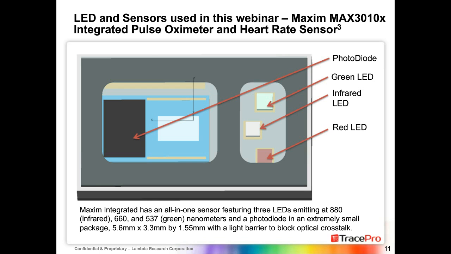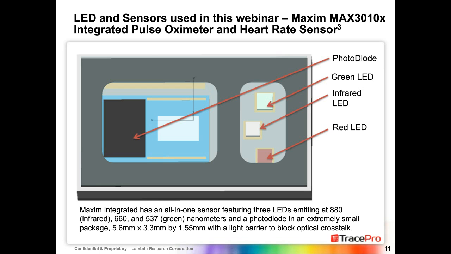And you can see on the right side, we've got 3 LEDs, one in the green, one in the red, and one in the infrared in the middle there. And on the other side, we have the photodiode. In the middle, we have a blocker that makes sure the light can't go directly from the LEDs over to the photodiode. If you look at the LEDs and the emission, we're talking about a 0.88 micron infrared, 0.66 red, and a 0.537 green. Or if we're talking nanometers, we're talking 880, 660, and 537.